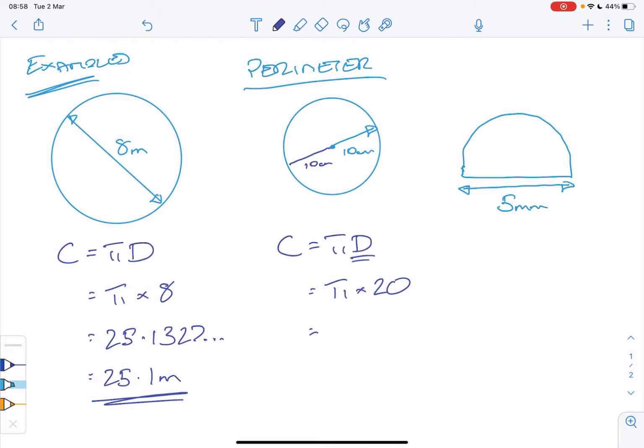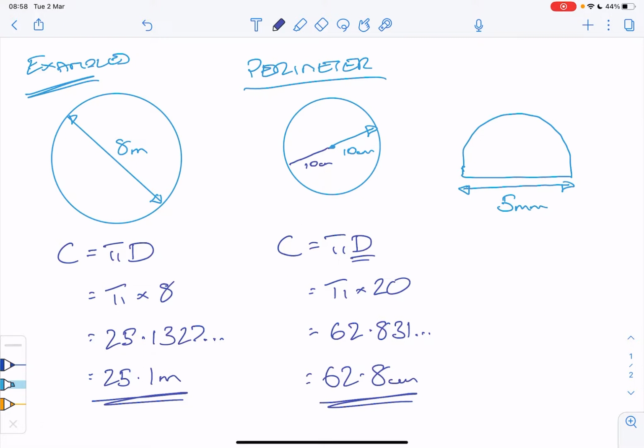So then I take my calculator and I can do the same thing again. I do pi times by 20, and that will give me 62.831 blah, blah, blah. Again, round this to one decimal place. We have 62.8. This is centimeters this time, but it's still just a length, so I don't need any squared or anything. Okay, so that's it there.